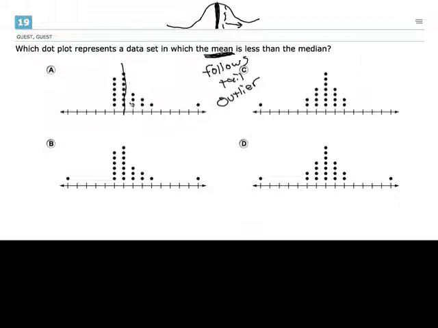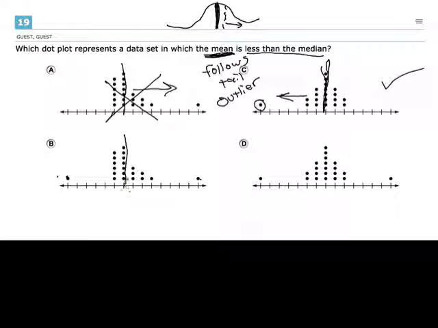Well, the median's the middle. The mean is going towards the outlier. So that one, the mean is higher than the median. So it can't be that one. Here is the median, middle number, and there's an outlier. So the mean is going to follow the outlier, which means the mean is now lower than the median, or less than the median. So that certainly looks very plausible. Here's the median, and we've got an outlier on either side, so the mean is going to be right there with it. And same thing here.